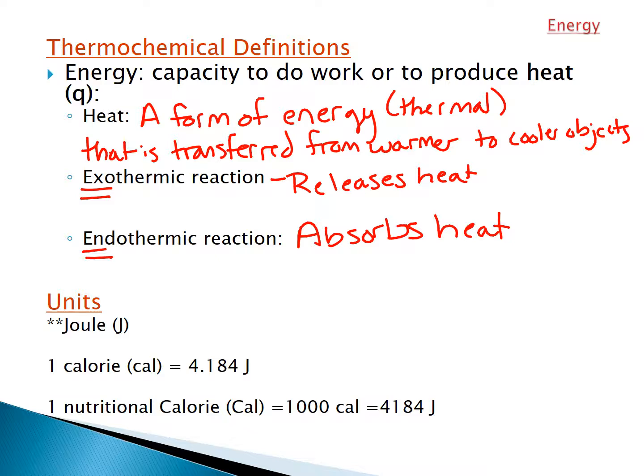Okay? Units for energy are going to be joules. The unit that you're probably most familiar with, though, is calories, because when we report energy in food, we do it in terms of calories. But one thing that you may not know is that the calories on your food are nutritional calories, so with a capital C. And a nutritional calorie equals 1,000 regular calories, which is equal to 4,184 joules. So one nutritional calorie is over 4,000 joules. So what that tells you is that 1 joule is a pretty small unit.